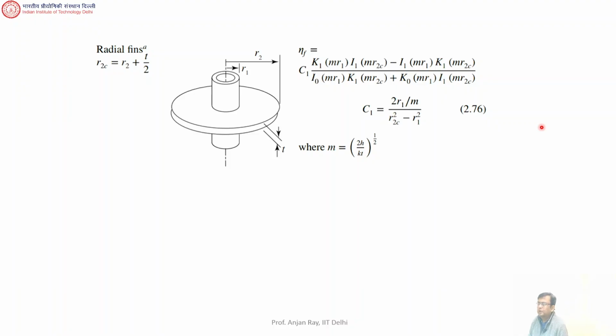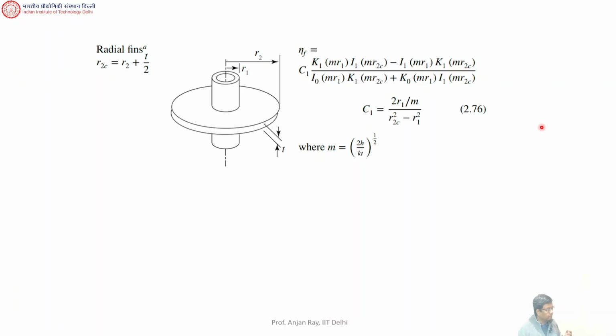But what do we need with respect to the fins? We need the efficiency of a single fin, and that can be used to get the overall efficiency of the fin surface, isn't it? That's what we did for rectangular fins. Each fin has an efficiency, and if you have a fin surface, then the fin surface has an overall efficiency, which will depend on the individual fin efficiency, right?